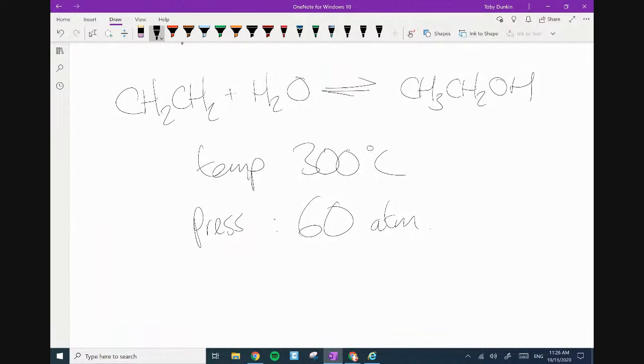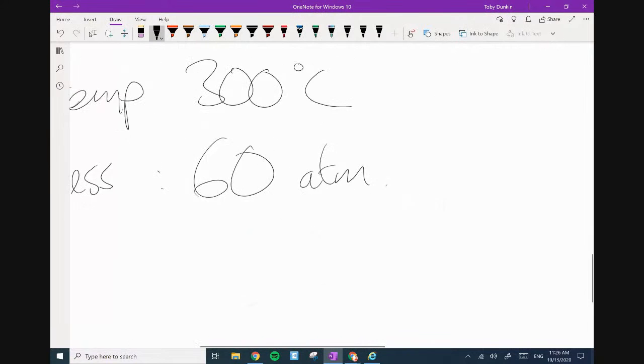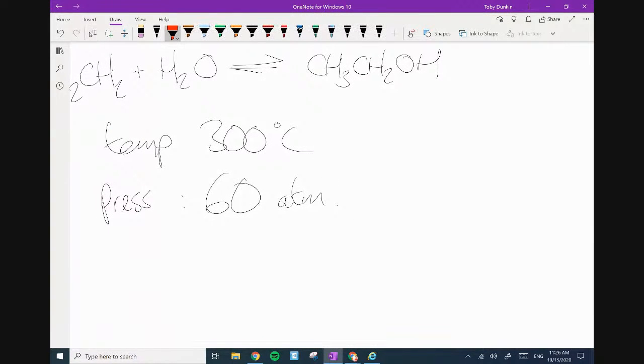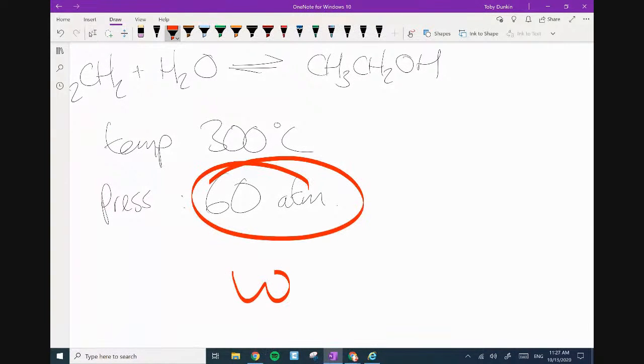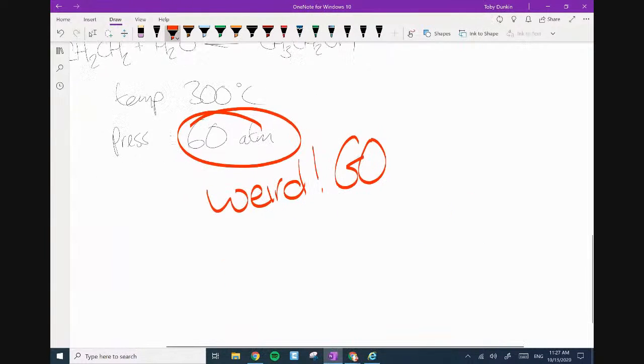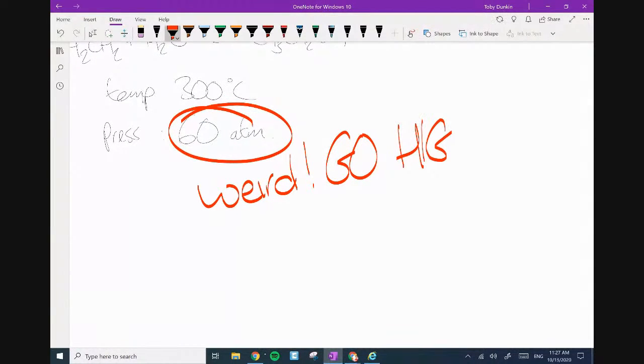Oliver, your camera's frozen with you yawning. It's hilarious. Yeah, 60 atmospheres. Now that's weird. Yeah, weird. Go higher. Yeah, they can go higher.